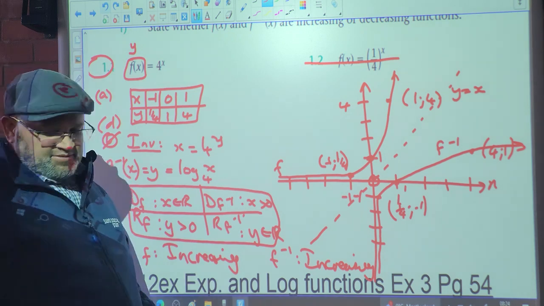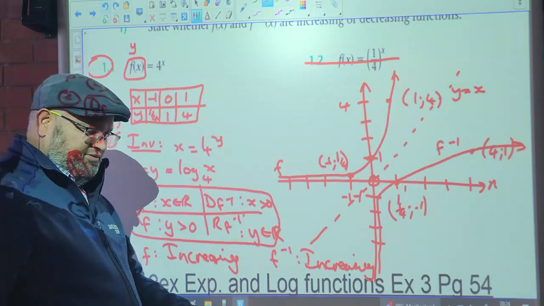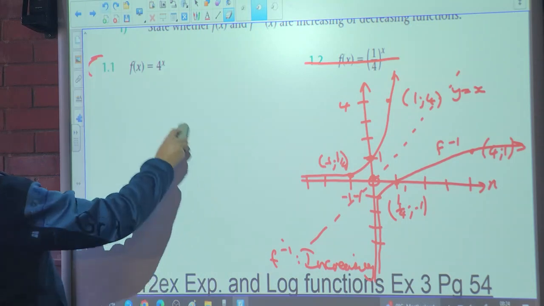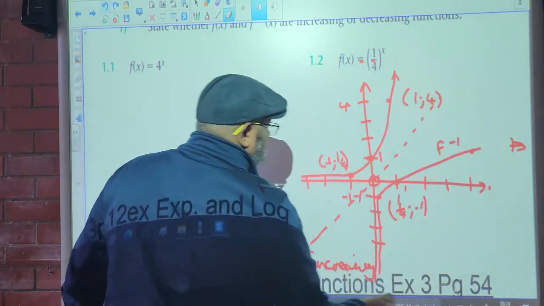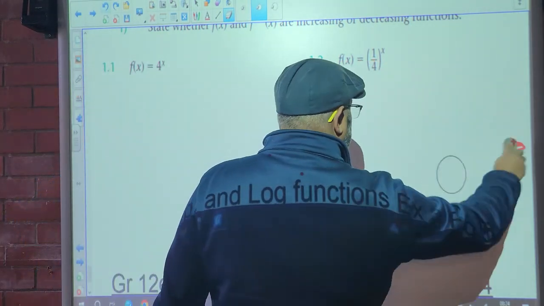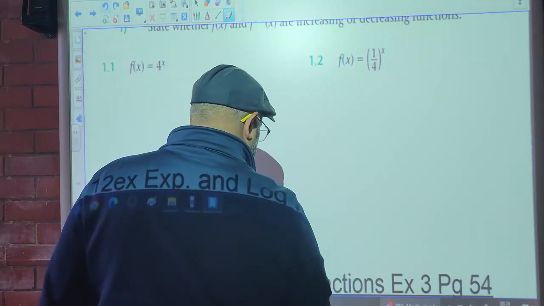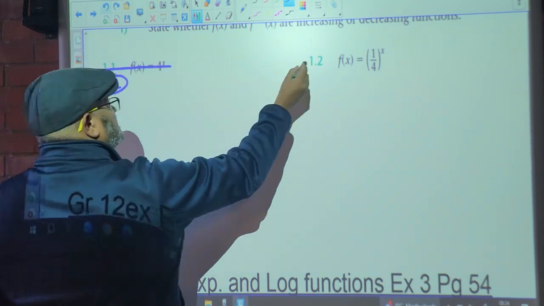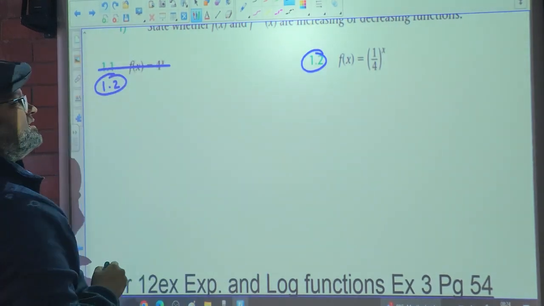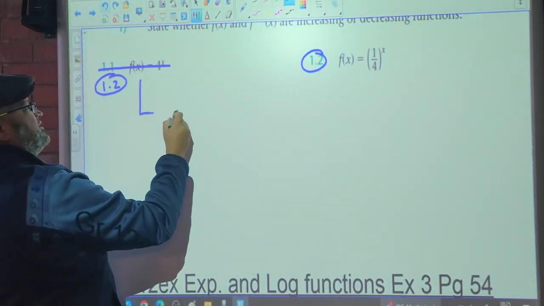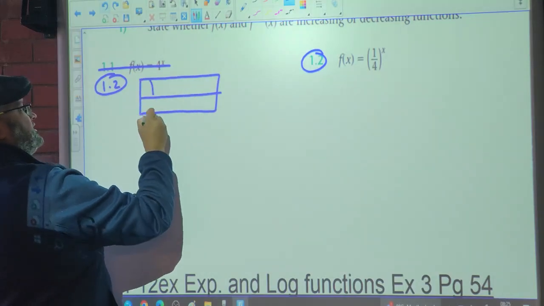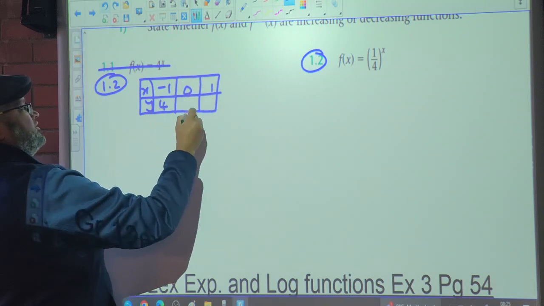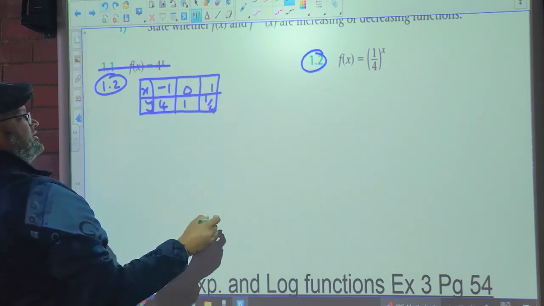Okay. Let's look at 1.2. So where do we start? We start by drawing the graph. Go over the table, so it's an x and y. Negative 1, 0 and 1, which gives you 4, 1 and a quarter. Let's draw.